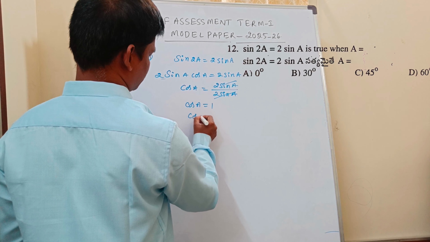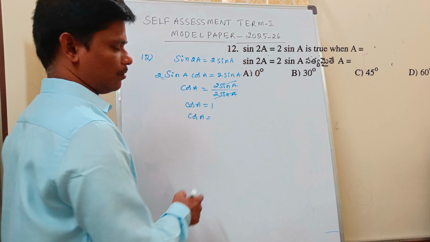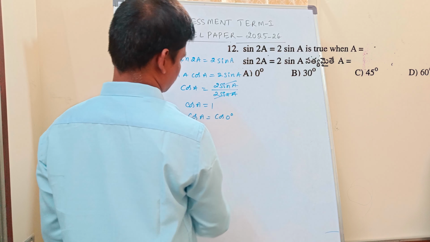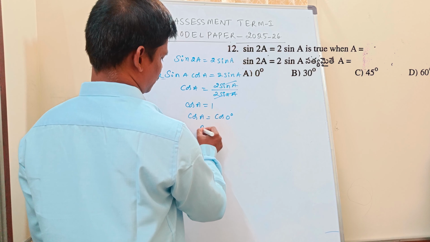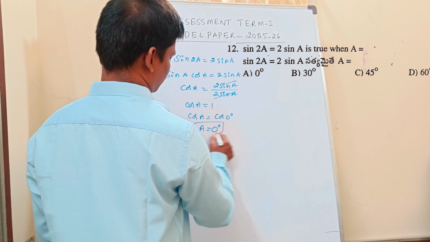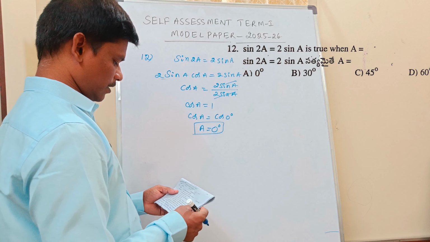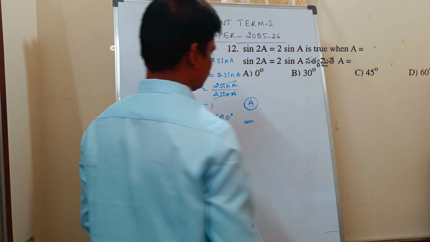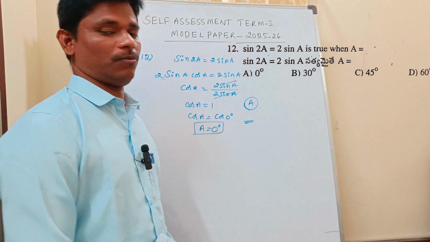In the cos ratios, when does the value 1 come? Cos 0 degrees. So removing the cos, A is equal to 0 degrees. So the angle A is option A. Okay. So this is about the 1 mark questions.